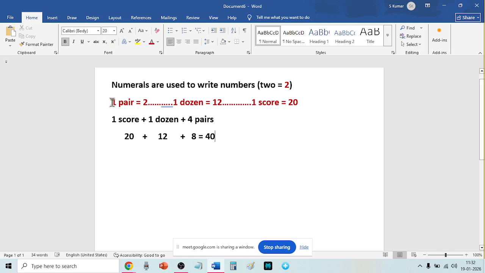What are these called? Collective numerals. They are called collective numerals because they name a group: a group of 2, a group of 12, a group of 20.